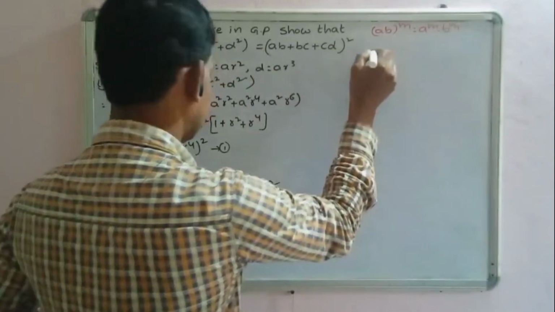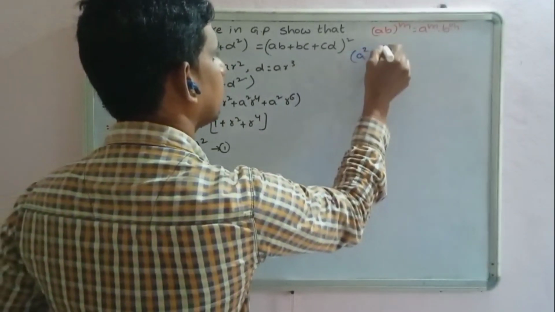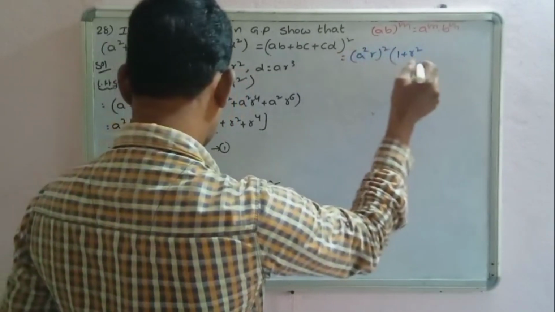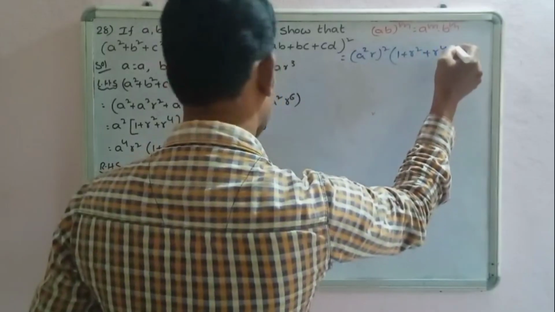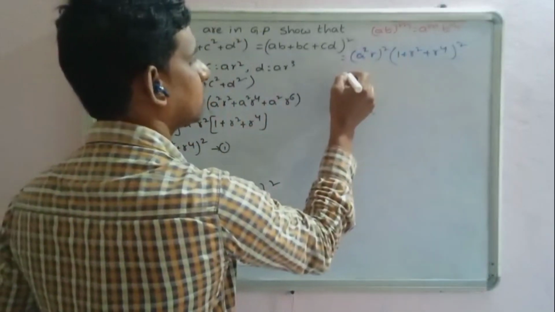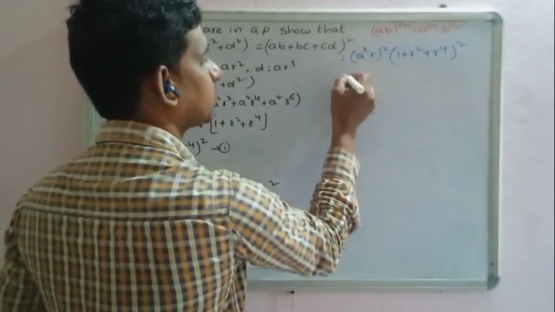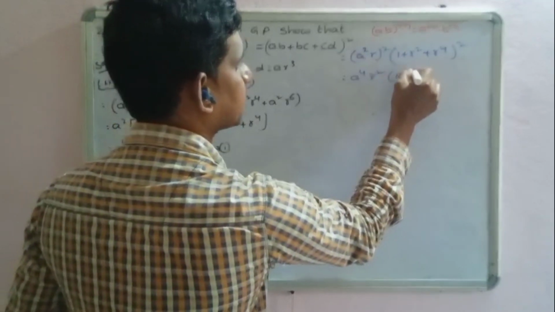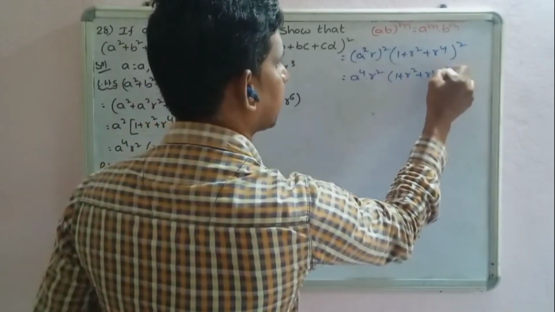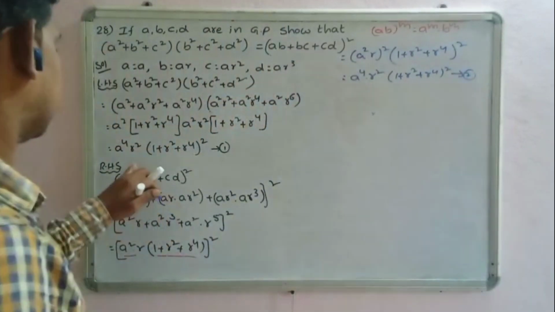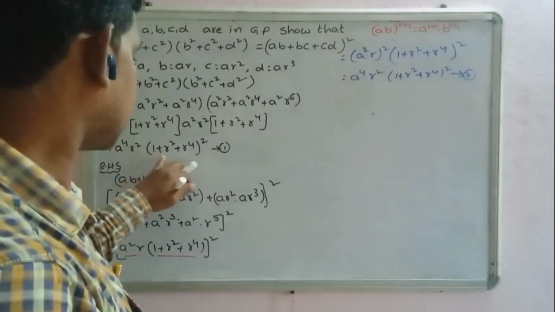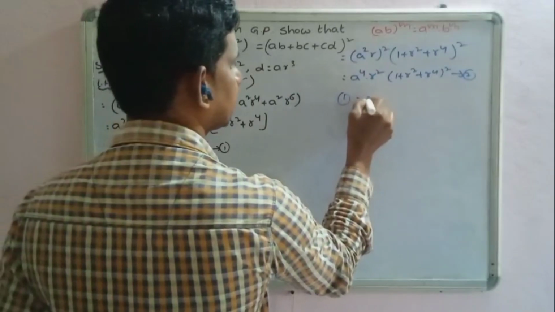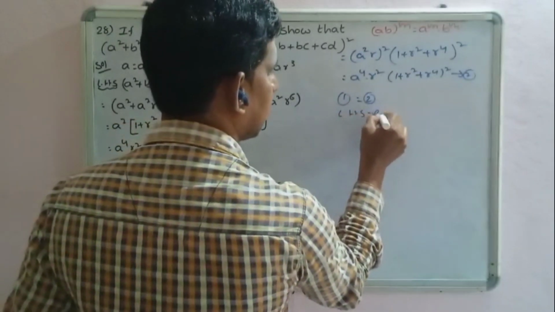So (a square r) whole square times (1 plus r square plus r power 4) whole square. See, (a square) whole square again. (ab) whole power m, a power m, b power m. So a square whole square, a power 4, r square into (1 plus r square plus r power 4) whole square. So LHS value is a power 4 r square (1 plus r square plus r power 4). RHS also same value. So 1 equals 2. That is LHS equals RHS.